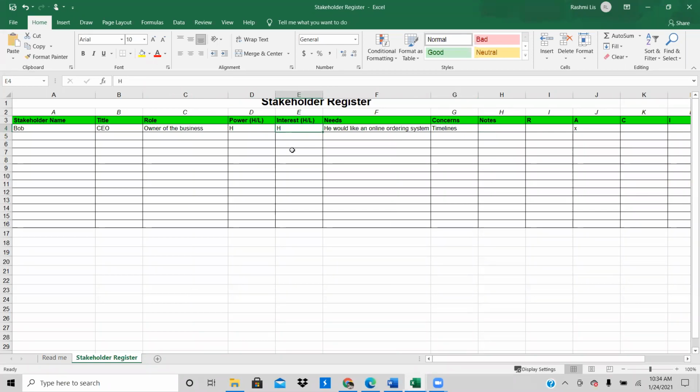Bob is the owner. He has a high level of influence and he has a high level of interest because he owns the business, right? So he would be one of your critical stakeholders to make sure you get requirements from. Maybe here, this is going to help you break down, well, these are requirements from him, and you put it down here. In this case, he would like an online ordering system. That's all he cares about. He wants the outcome of increasing his sales. That's all he cares about.